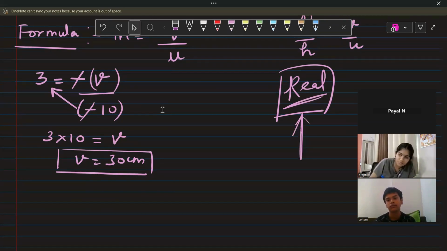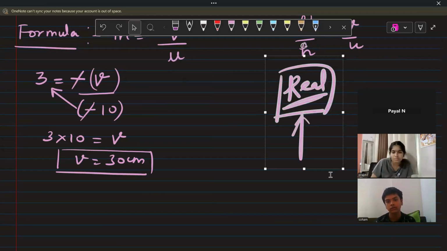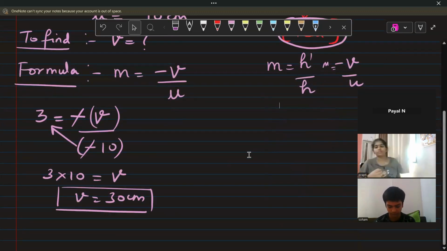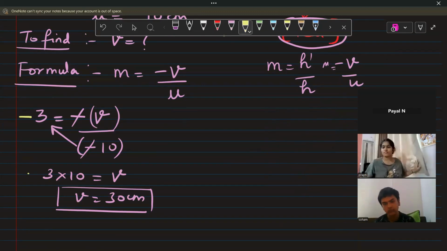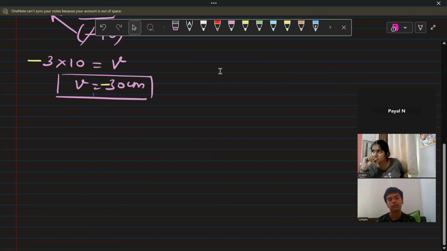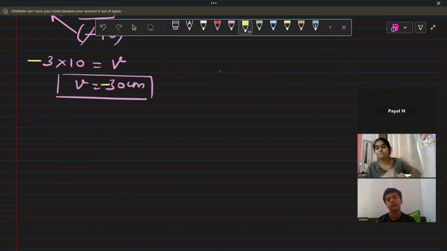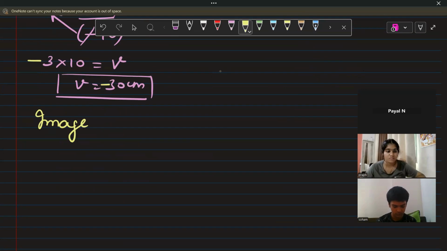How will you know? Self questioning and then getting the answer to the question. So what I will do over here, I'll write down here -3, right? So this is -3, so this is -30 centimeter. Now, though you are getting it as -30, how will I write down the answer? The image, write down, is formed.